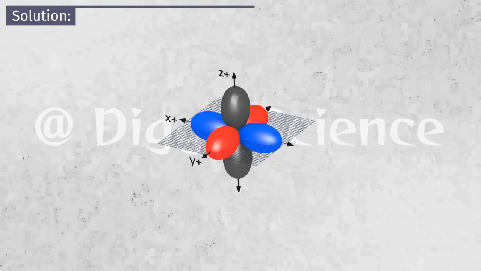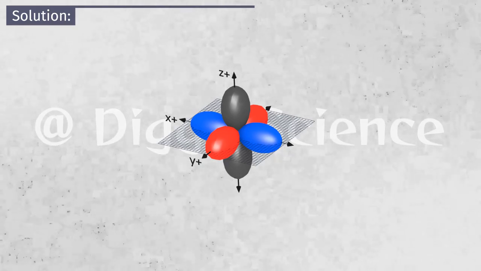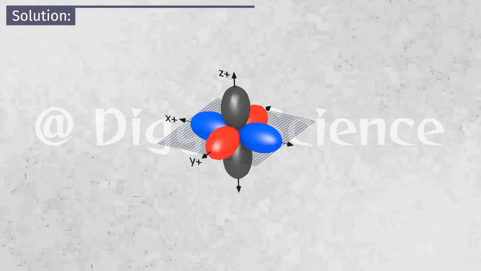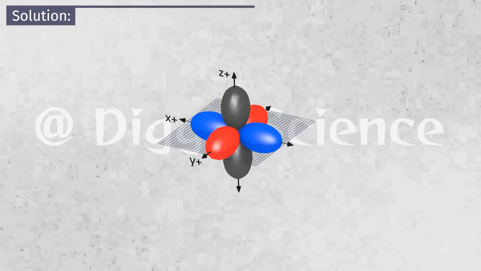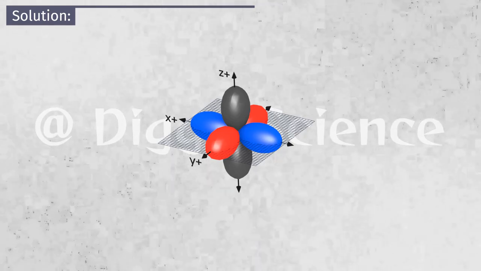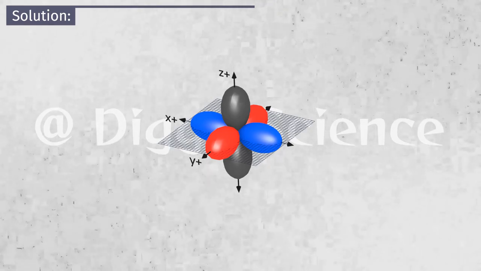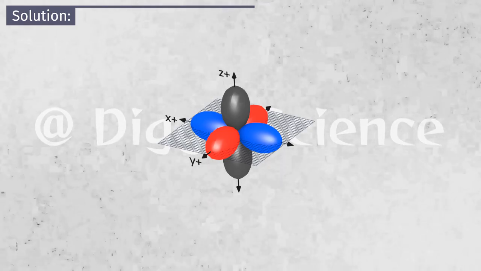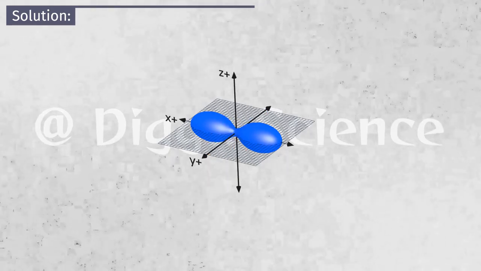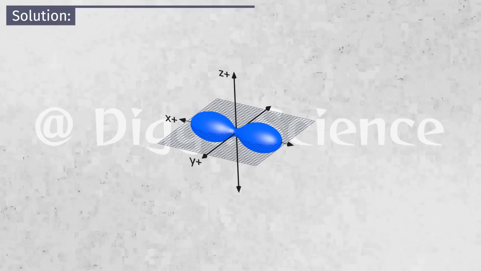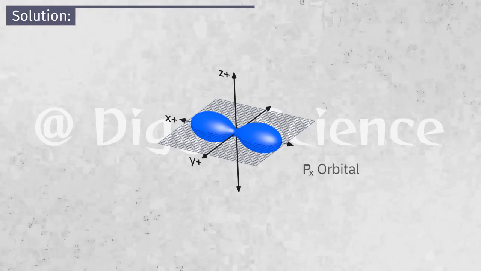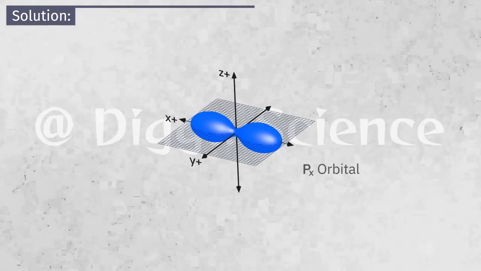Back to our problem. This center of coordinates is the nucleus of the atom. All these orbitals are centered at the same center of coordinates, meaning they all come from one atom. Since we are asked to analyze the orbital that overlaps the blue orbital, we can ignore the other orbitals. Since the blue orbital is parallel to the x-axis, we can call this orbital px.